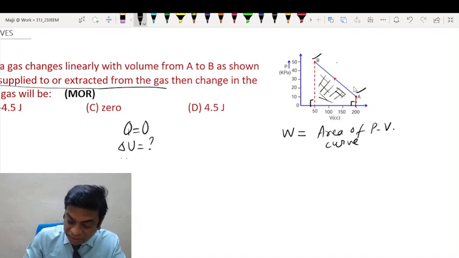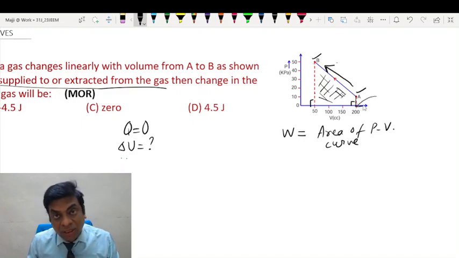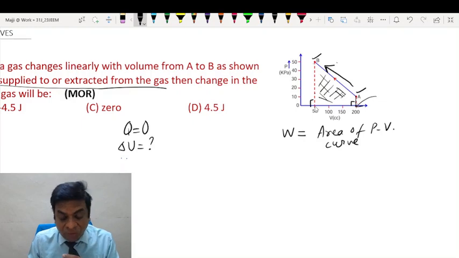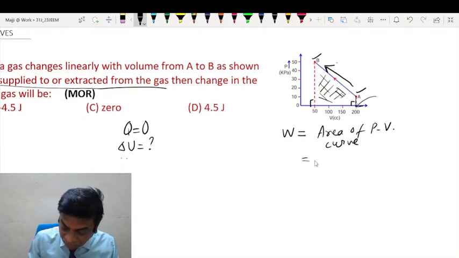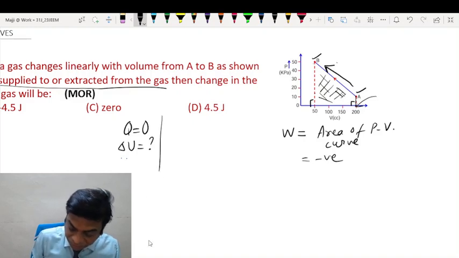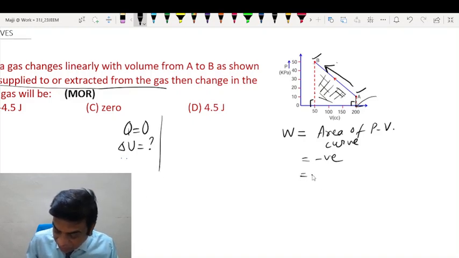So here you can see that the gas is being compressed, because initial volume was how much? It was 200 cc, whereas the final volume is 50 cc. So therefore, it is a case of compression. So work done by the gas will be negative. Okay. So let us calculate the value here.